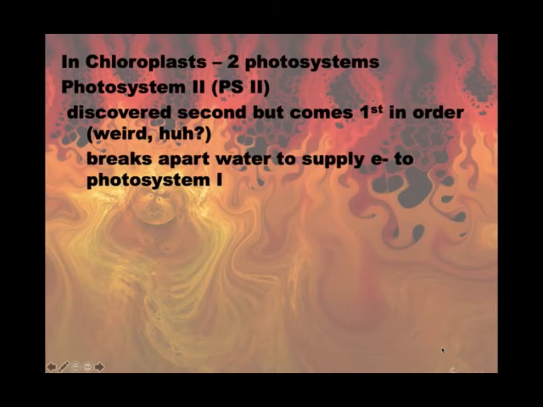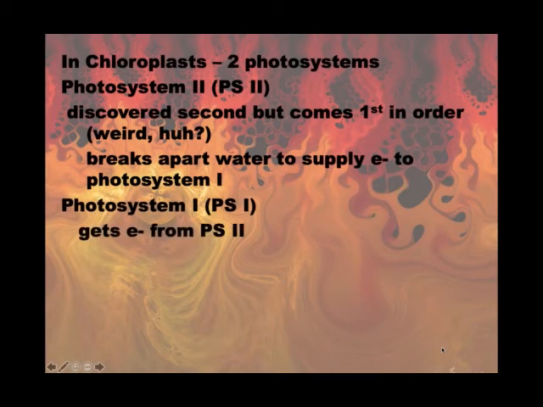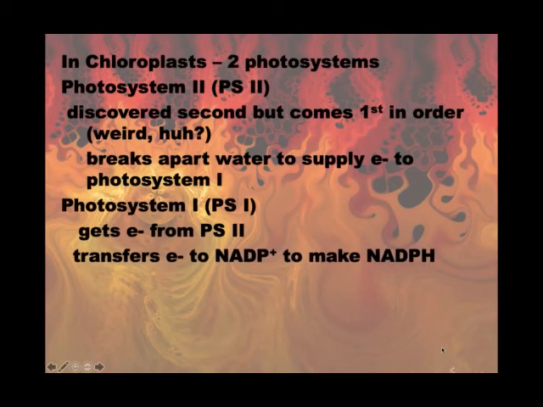Okay. So photosystem 2, what that does is it breaks apart a water molecule to supply some electrons to photosystem 1. So that's kind of the purpose of photosystem 2. It's just like a supply truck for photosystem 1. And speaking of photosystem 1, it gets the electrons from photosystem 2. Great. And then it transfers those electrons to our friend NADP plus to make NADPH. Awesome, because that's an energy molecule as well. It's kind of the ATP's smaller, weaker cousin.